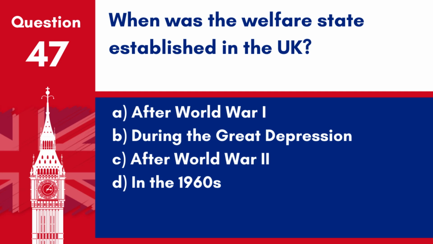Question 47. When was the welfare state established in the UK? A. After World War I. B. During the Great Depression. C. After World War II. D. In the 1960s.